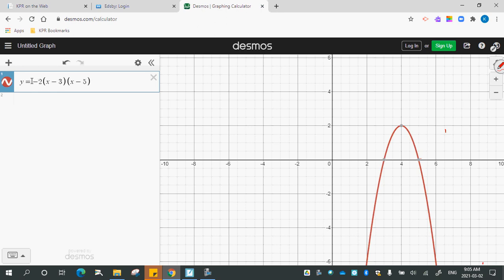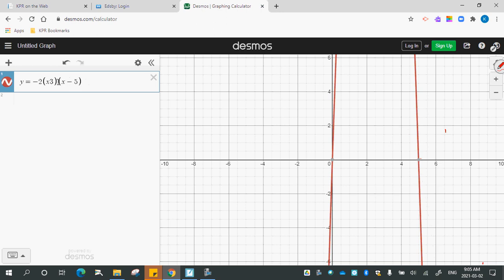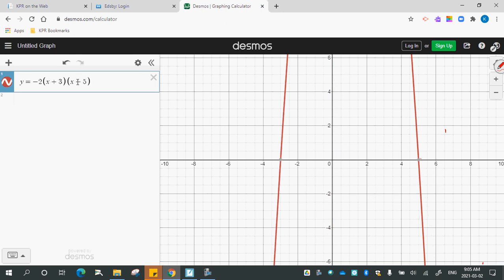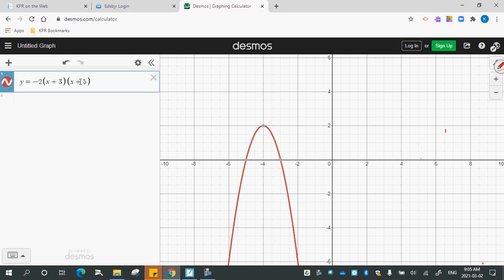Okay, what if I want negative x-intercepts? Say I want my x-intercepts to be negative 3 and negative 5. How would I change the equation? In the brackets, x minus negative 3 is the same as x plus 3, and x minus negative 5 is the same as x plus 5. And now my intercepts are at negative 3 and negative 5. But when I look at my equation, I see plus 3 and plus 5. And that's because of the negative in the formula.